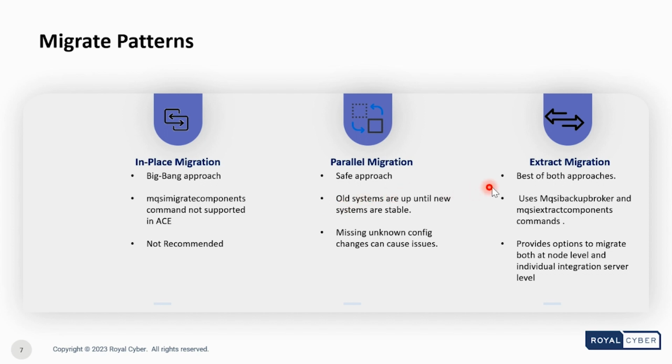The last one is the extract migration. This is an approach and tooling that combines the best bits of both in-place and the parallel option. In this approach, you will extract both the configurations and resources from old nodes and apply them onto the newer version. This is achieved using a combination of the mqsibroker command and mqsiextractcomponents command in sequence on the old and the newer versions. This command can be used to migrate both at the integration node level as well as individual integration server.